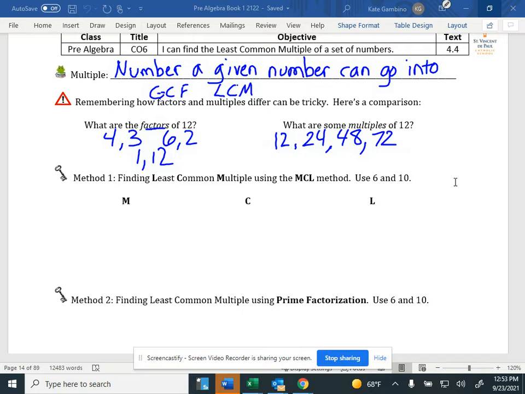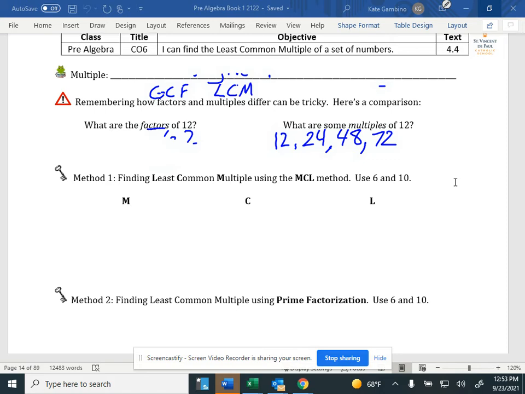So let's look at method 1. I'm going to move my screen up a little bit.